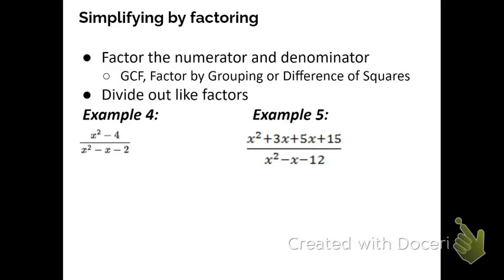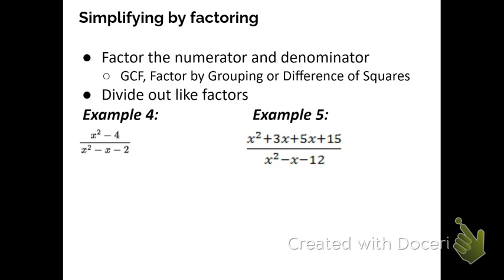Greetings, mathematicians. In this video, we're going to continue simplifying rational expressions or rational fractions. However, this time we're going to be taking it to the next level by looking at fractions that are not already factored. So just remember that when we factor, we always look for these three things, and in this order.